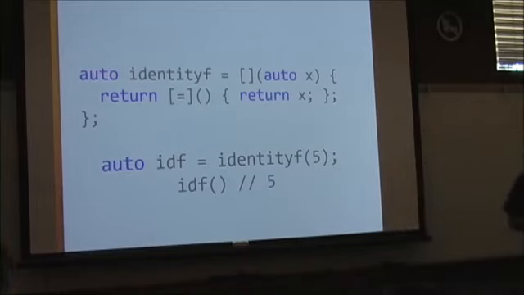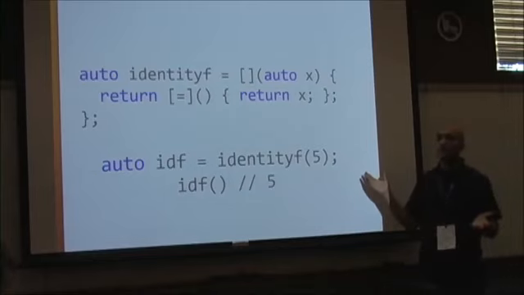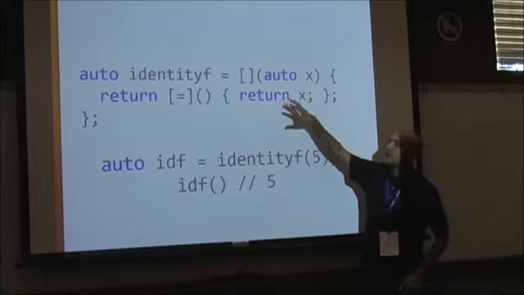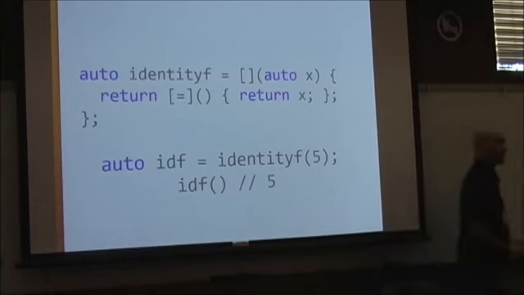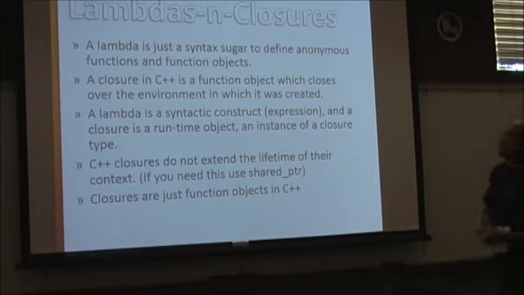We're going to use this a lot in the remaining slides, by the way. Pretty much all examples afterwards are going to return some lambda that captures something in its scope. So that's IDF. Lambdas and closures, we looked at early on. If you want to extend the life, you can use shared pointer, we discussed that. Lambda is just syntactic sugar, and I touched upon all those things.